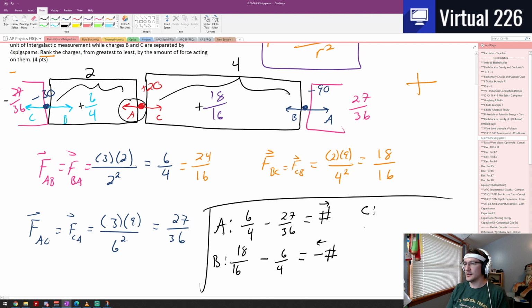And in the last one here, we have the positive 27/36, which is a silly number, minus the 18/16, and in this case we're going to have another negative number. And at that point, we just rank them 1, 2, 3, biggest to smallest, however we want to do that. Okay? And that's it. That's the problem.